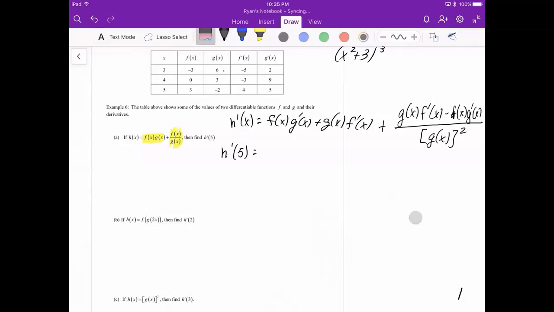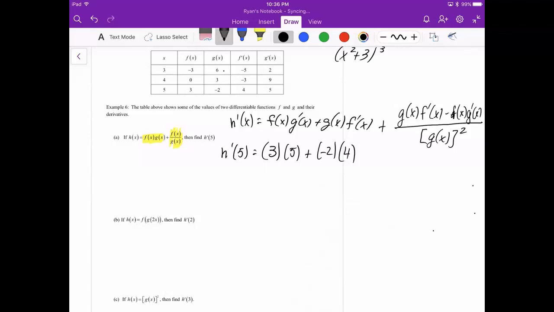So h prime of 5 is going to equal, the first thing is going to be f of 5. So f of 5, if I look at the table, is 3. Multiplied by g prime of 5, and g prime of 5 is negative 2. Okay, getting those numbers from the table. Plus g of 5. I'm sorry, I made a mistake here, didn't I? So let's back up. g prime of 5 is 5, not negative 2. So 3 times 5 plus g of 5, which is negative 2. Sorry about that. And f prime of 5 is 4. Okay, so there's the first part.